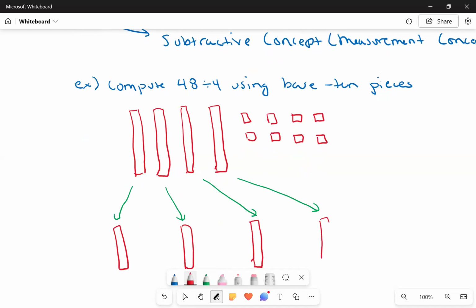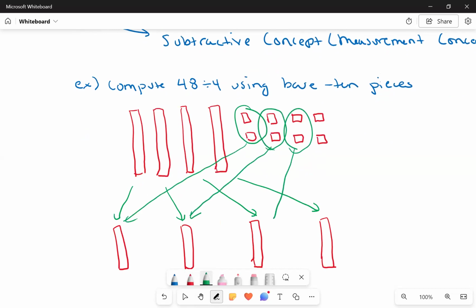So all the tens are now accounted for. And now I'm going to take the ones and do the same thing. Apply this to this one. Here. Here. And here. Which means each little group here, I'm drawing 2 in each group. Okay.